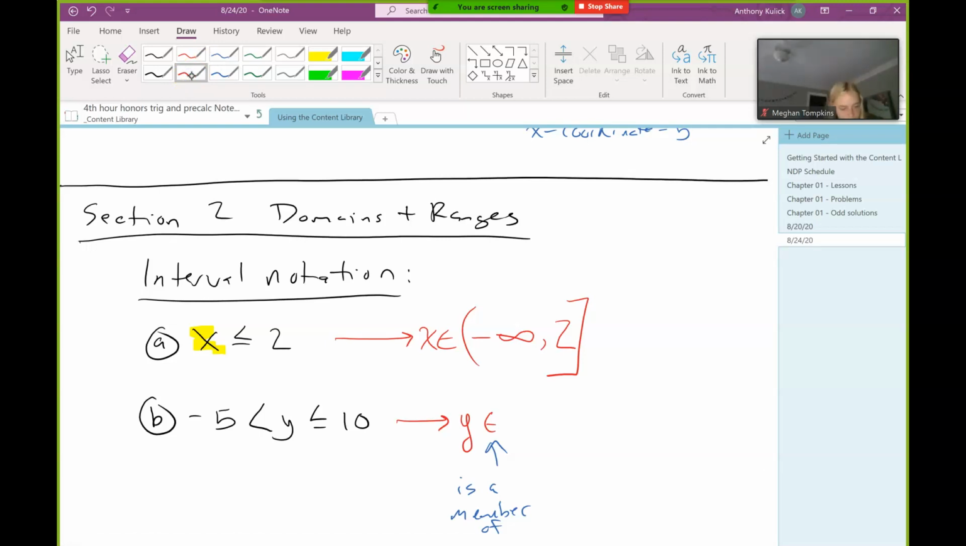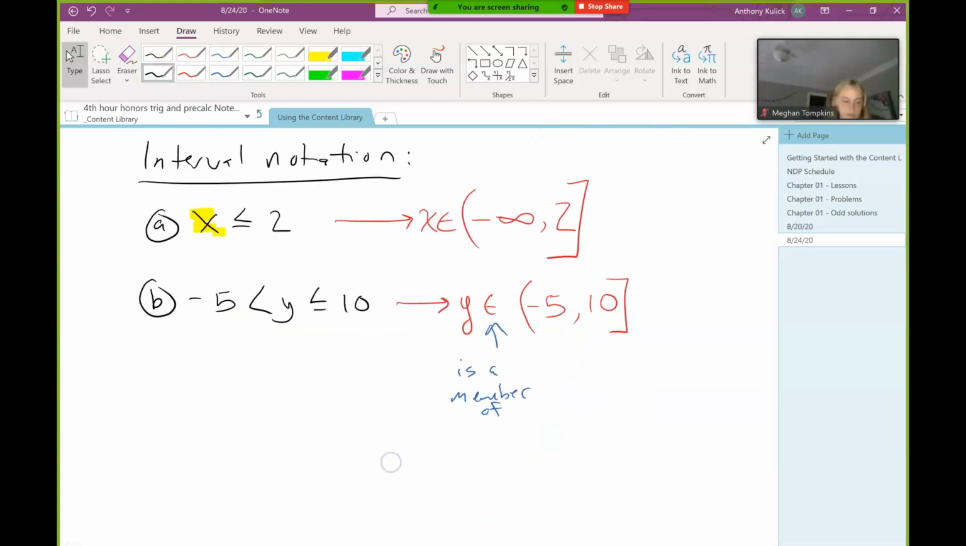So -5 is less than y, which is less than or equal to 10. What's the lower bound? -5. And the upper bound? 10. The -5 should get a parenthesis, and the 10 should get? Good job. Let's do a sneaky one here.